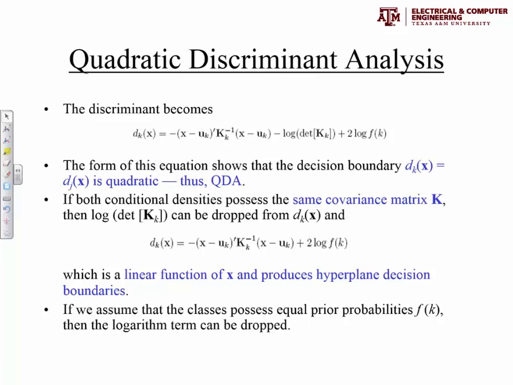For each class, the density of the feature vector is normal, right? So that's QDA. Now you want to go to LDA from there. That is linear discriminant analysis, where you'll have a straight line that will separate the two classes.